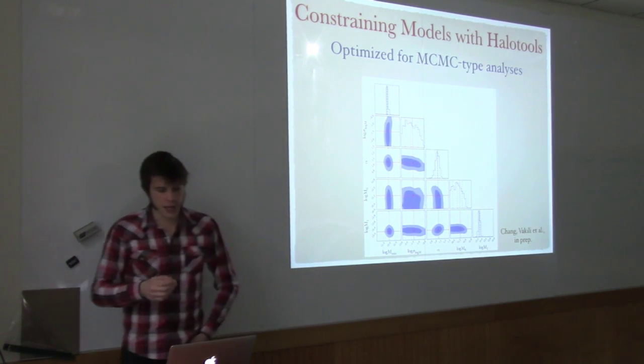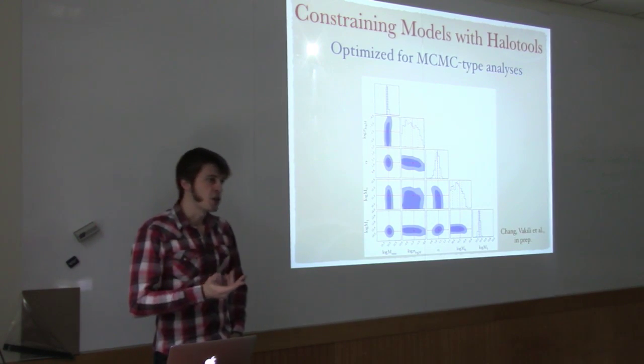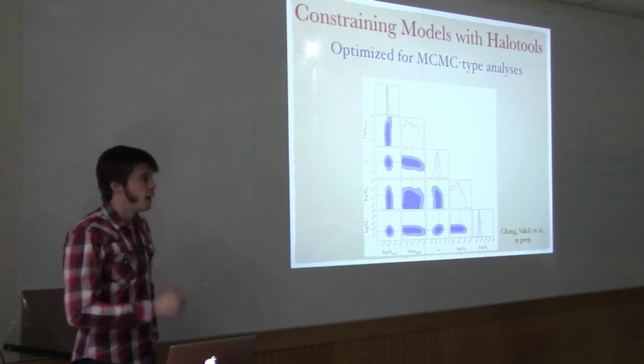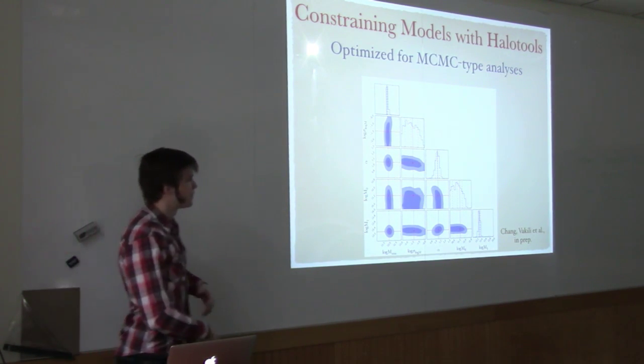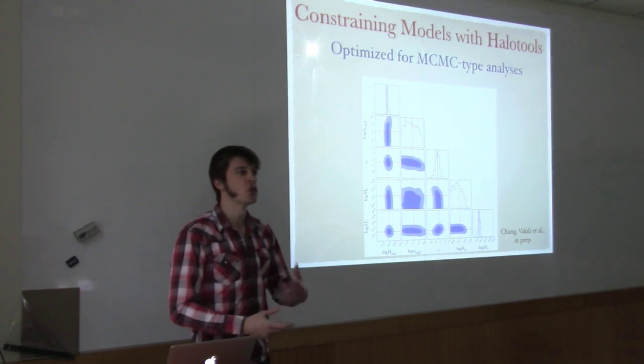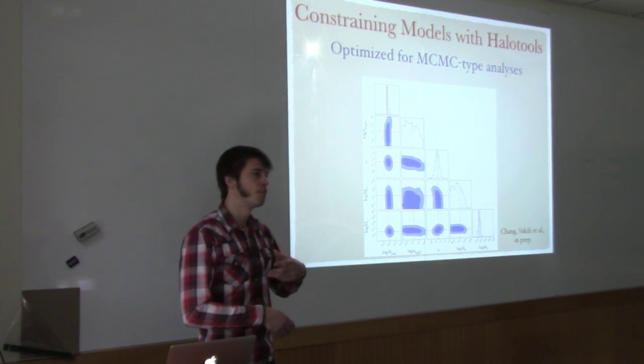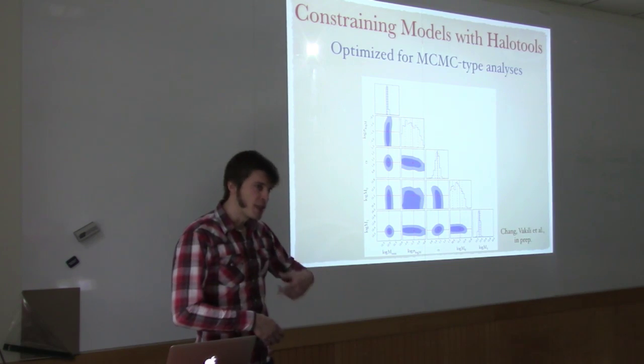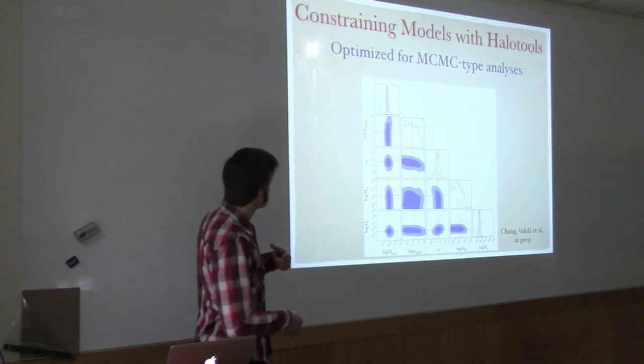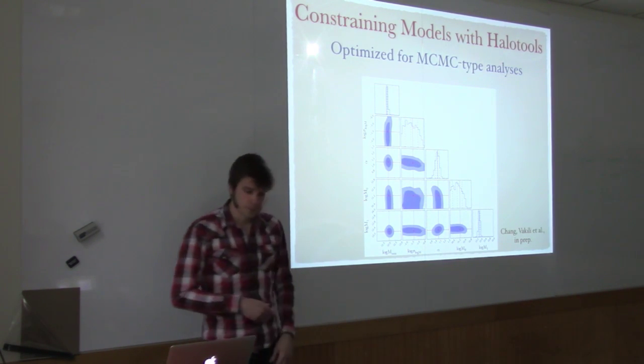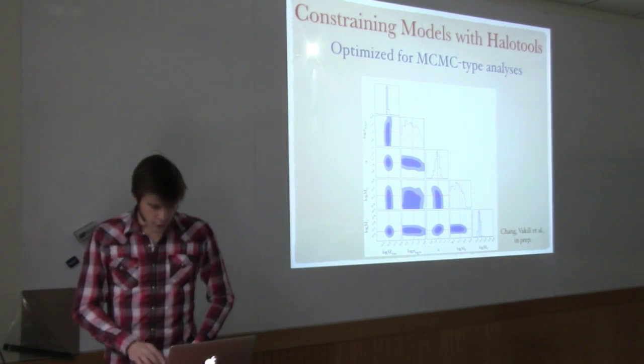So this is an example analysis that's being done by some graduate students at NYU, which are studying a sort of traditional HOD style model, and they're comparing the clustering statistics, the number density, and in this case, the group multiplicity function.